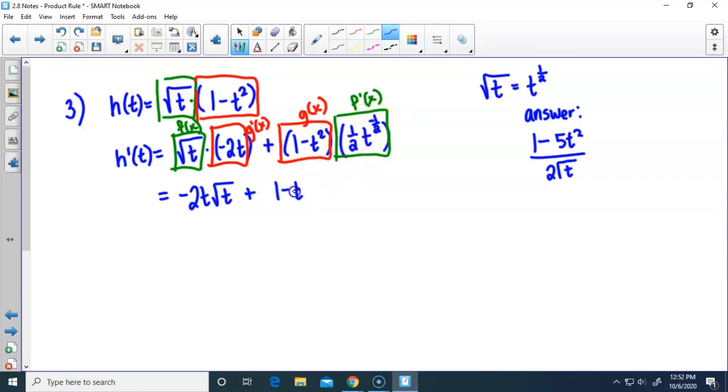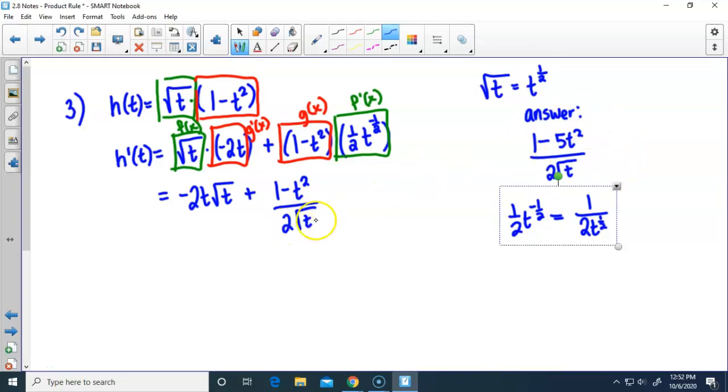So I'll have 1 minus t squared over 2, and I'm going to go right here and put square root of t there. Because when you've got 1/2 t to the negative 1/2, you're going to move the t to the 1/2 back down to the denominator, and we can change that over here to the square root of t. And so notice that the answer has 2 square root of t as the total denominator. So they've gotten common denominators here.